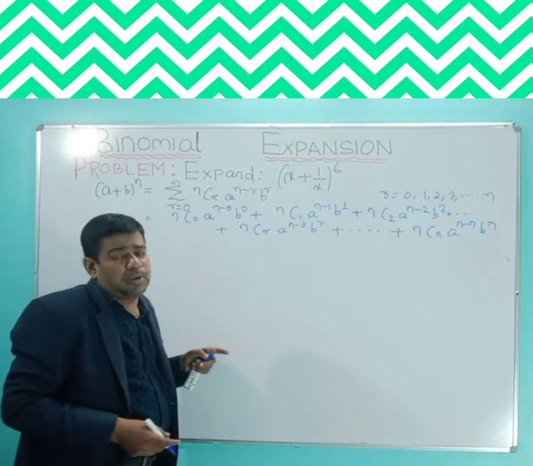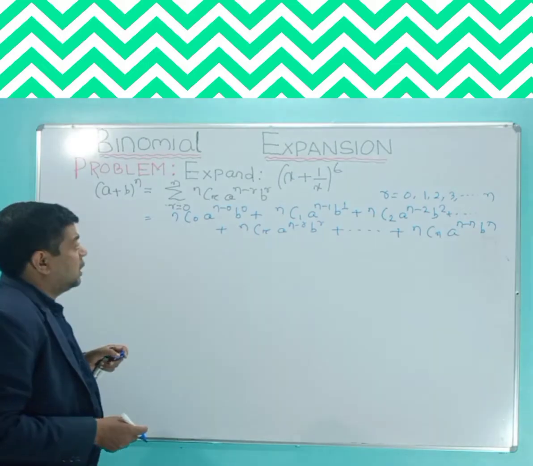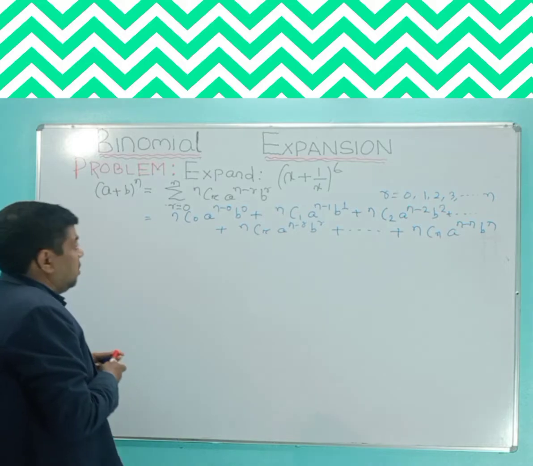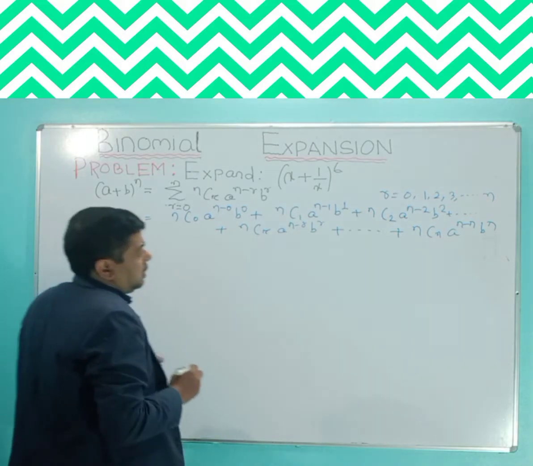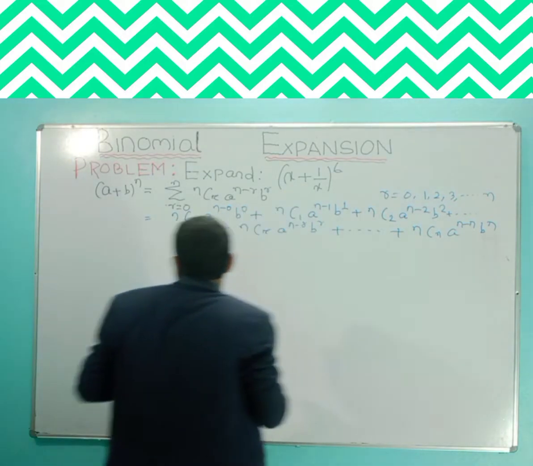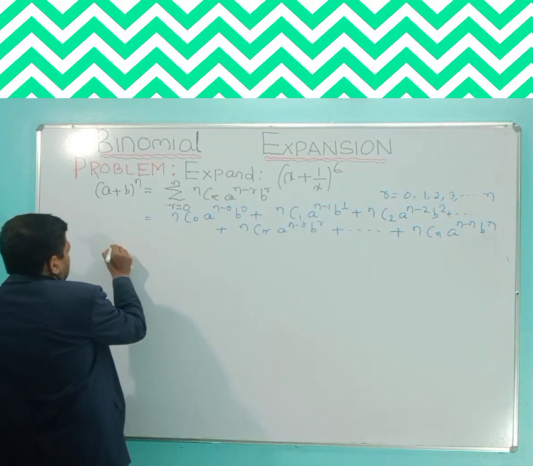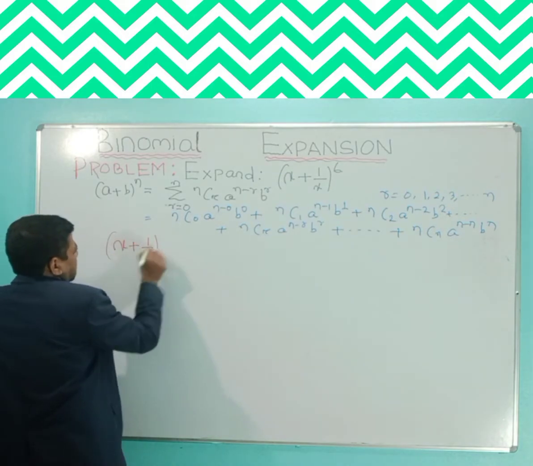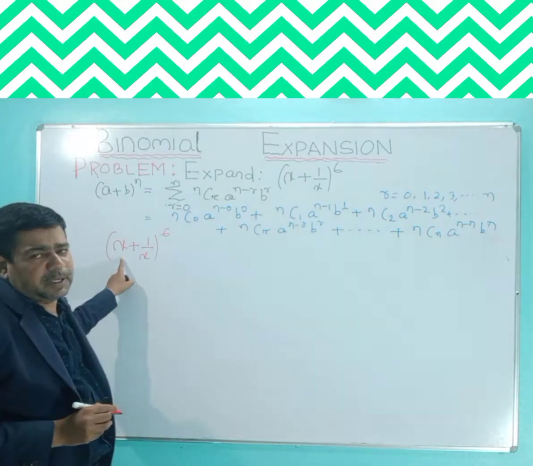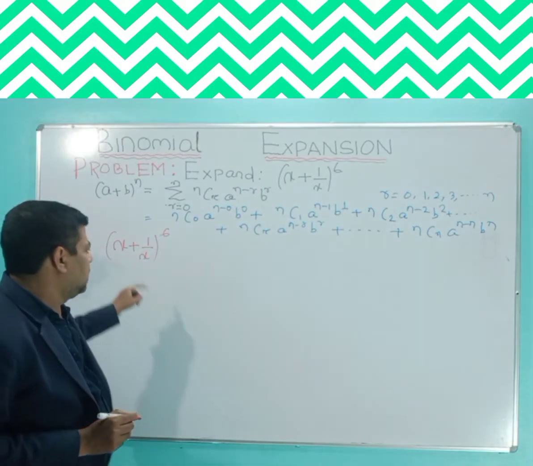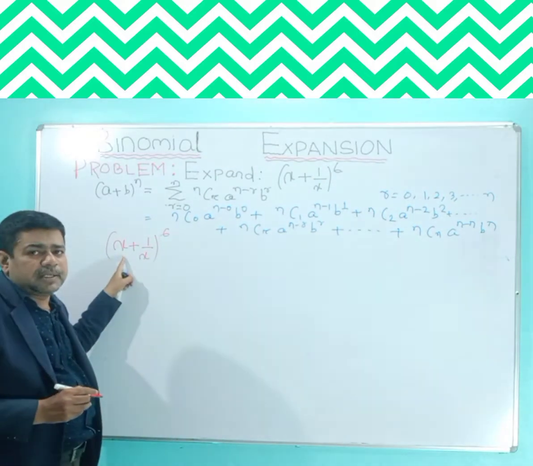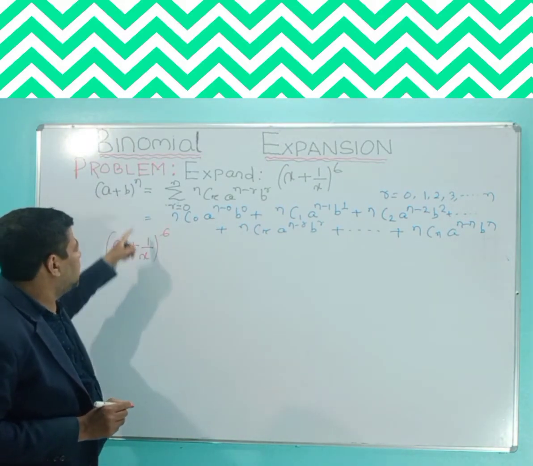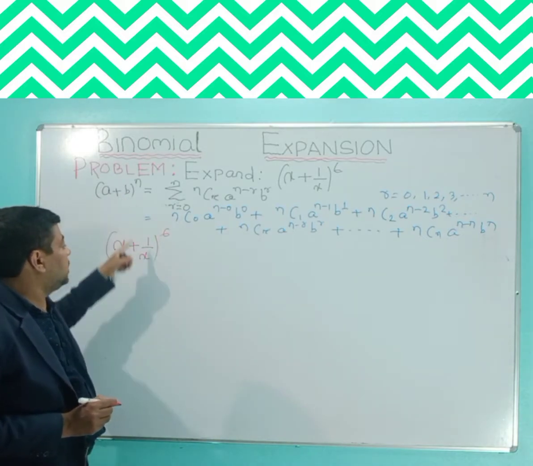With the help of this theorem, we have to expand the given expression x plus 1 upon x whole to the power 6. Let us see carefully. First of all, you write the expression x plus 1 upon x whole to the power 6. In the first term, the first term is x and the second term is 1 upon x. It means in place of a it is x, in place of b it is 1 upon x.